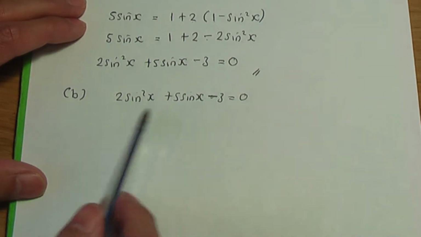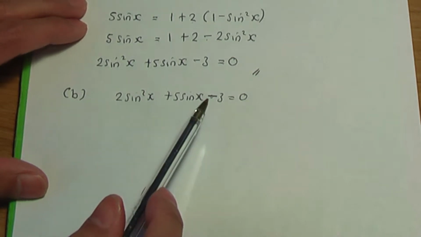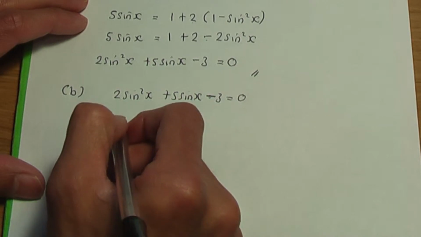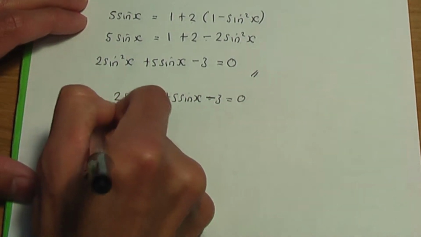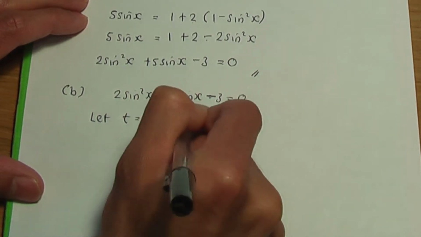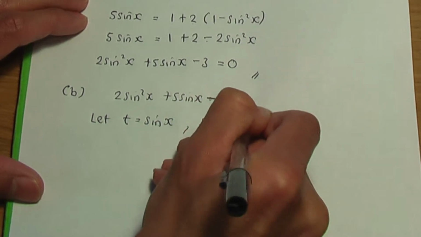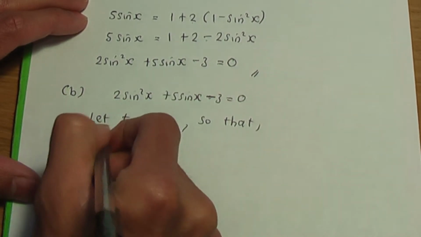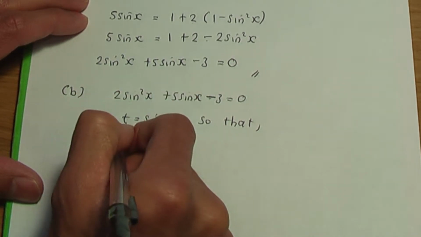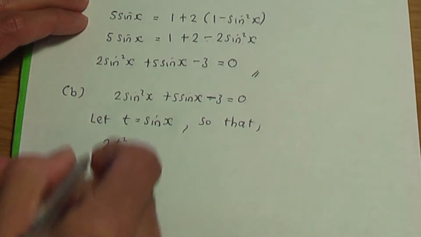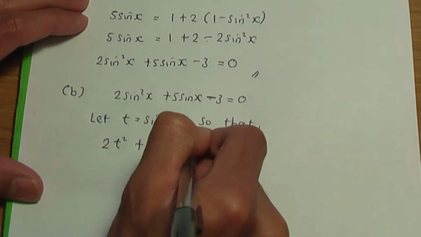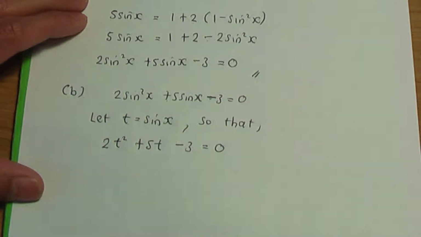So here's the quadratic in terms of sine that we need to solve. So what I tend to do is, since I have sine x terms in my quadratic equation, let me replace the sine x by a letter t. So if I let t equal sine x, the above equation becomes 2t squared, since sine squared can be replaced by t squared, plus the 5 sine x, let's replace that by t, minus 3 is equal to 0.